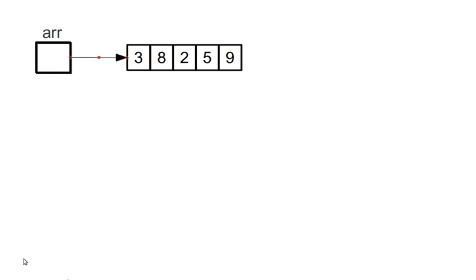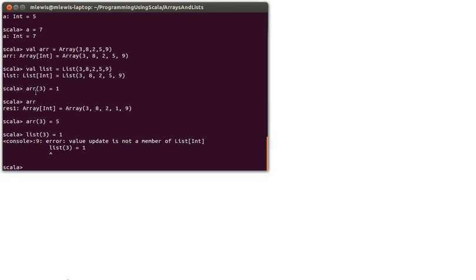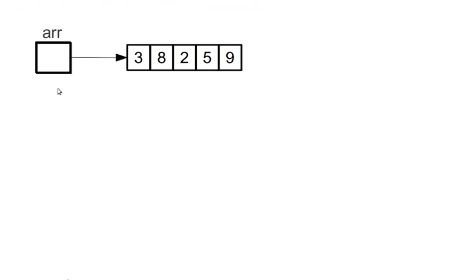Now technically, because I am inside of the REPL, I could create a new box called arr and make it point to something else. But this arr is always going to have an arrow that points to this box over here. That's what it means to be a val. But because the array is mutable, I was able to do this line. And what that does is it reaches in here and takes this one element and changes its value.